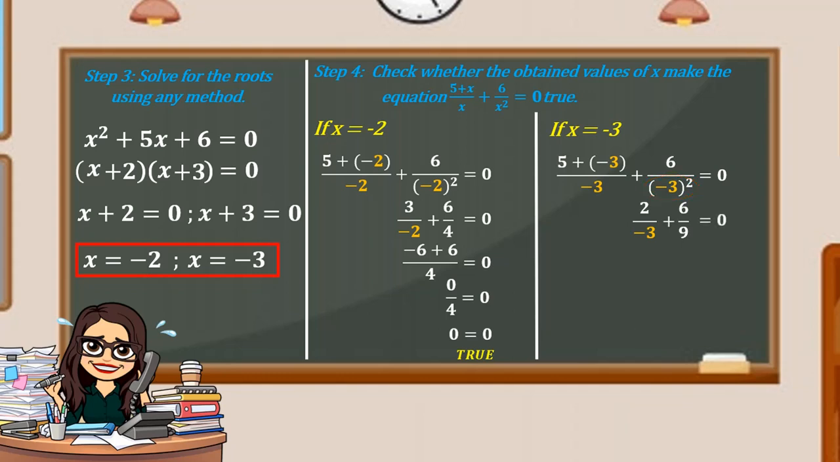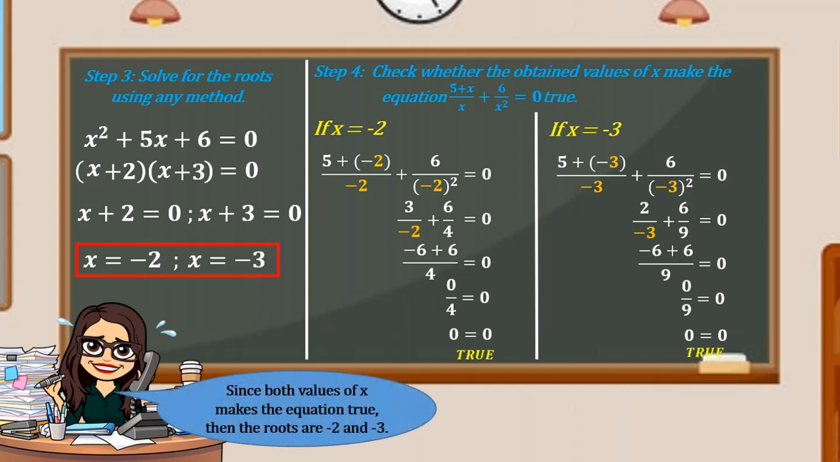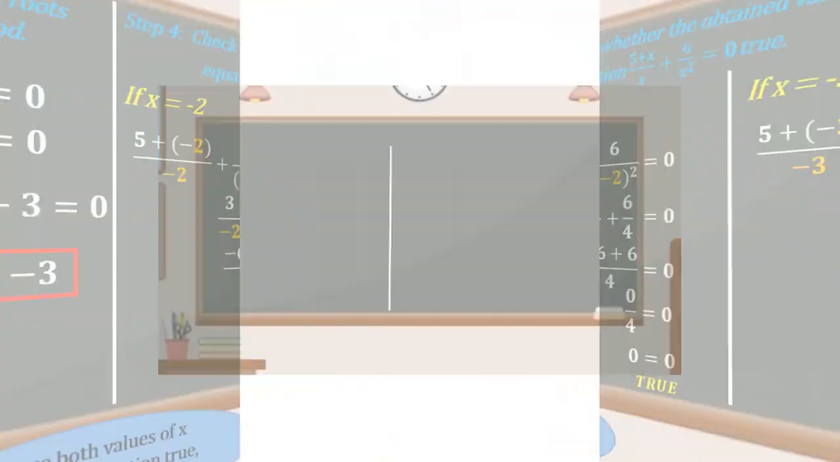So using the LCD of the given fractions, we have now negative 6 plus 6 over 9 equals 0. So negative 6 plus 6 is 0, then over 9 equals 0. So 0 over 9 is 0, and 0 is equal to 0. So true. Since both values of x make the equation true, then the roots are negative 2 and negative 3. Let us now have the last example.